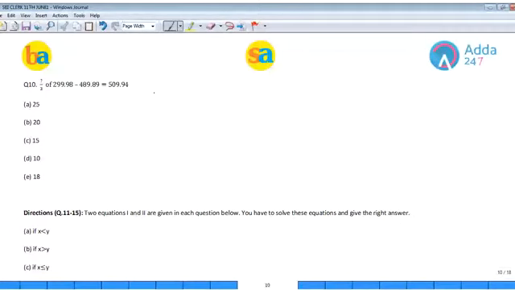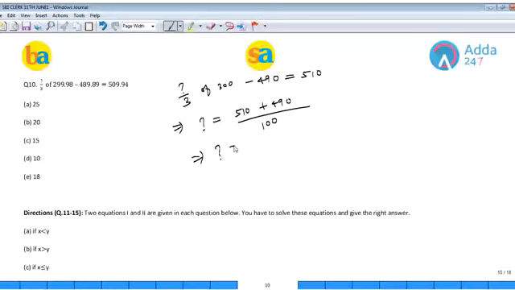Question number 10. Question mark upon 3 of 299.98 minus 489.89 is equal to 509.94. So this can also be written as question mark upon 3 of 300 minus 490 is equal to 510. This implies question mark is equal to 510 plus 490 upon 100. This implies question mark is equal to 10. So the correct option is D here.